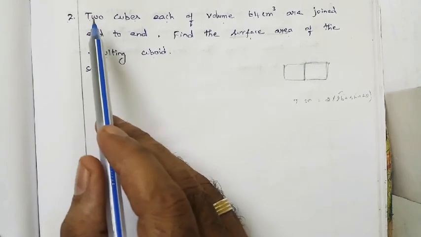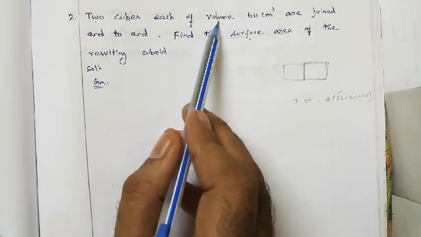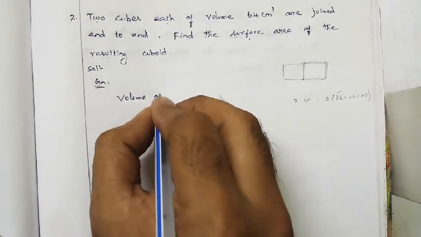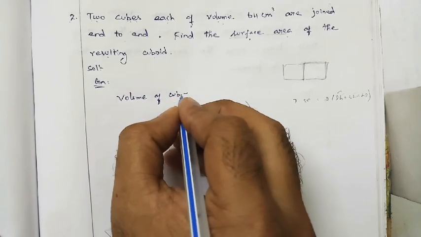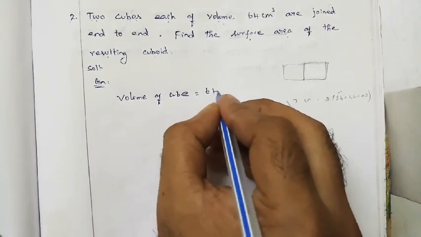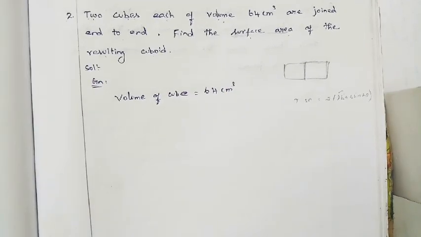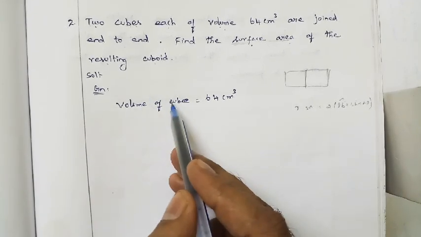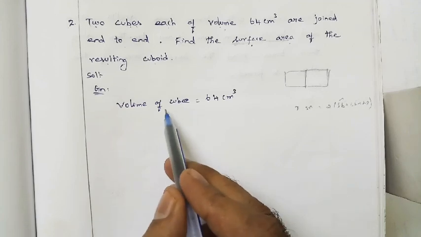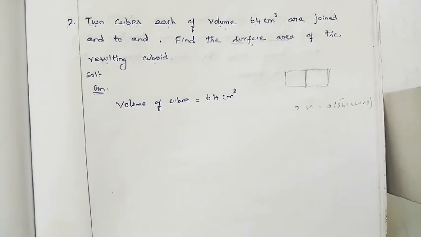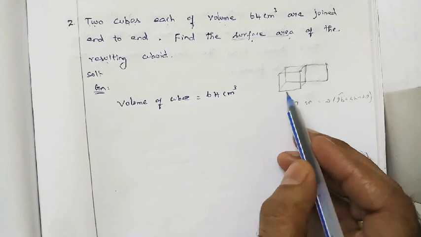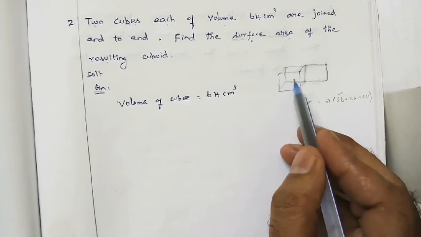See, they have given a clue: 2 cubes, each of volume 64 centimeter cube. So that is the volume of a cube. Volume of cube is equal to 64 centimeter cube. By equating the volume of cube formula with this value, we will get the side of a cube.